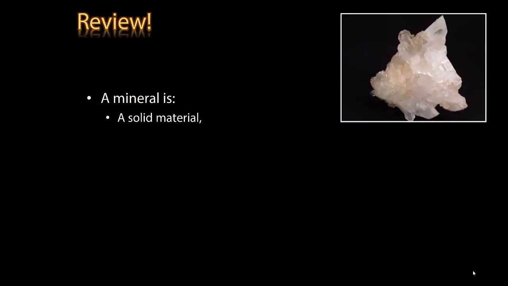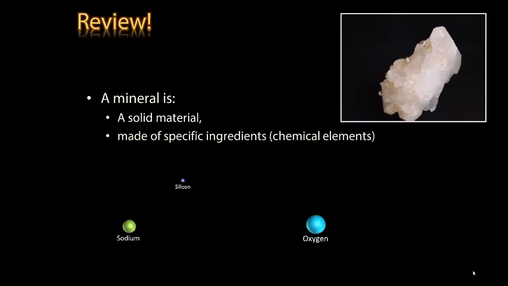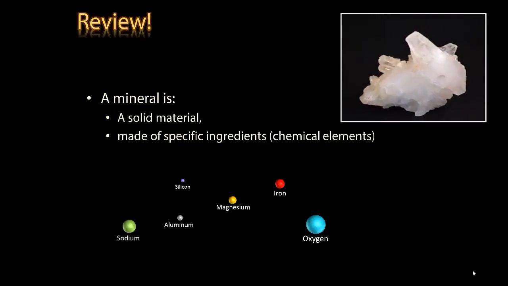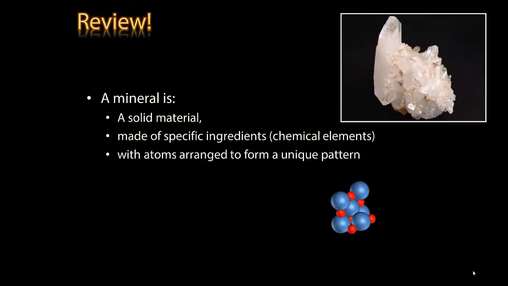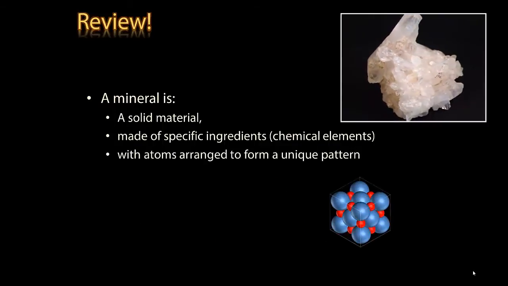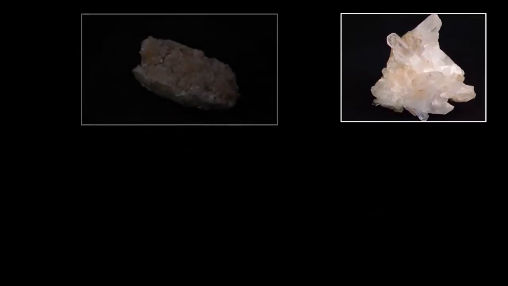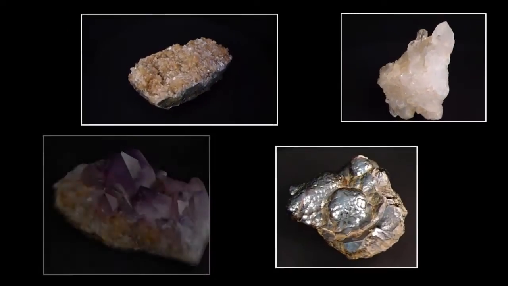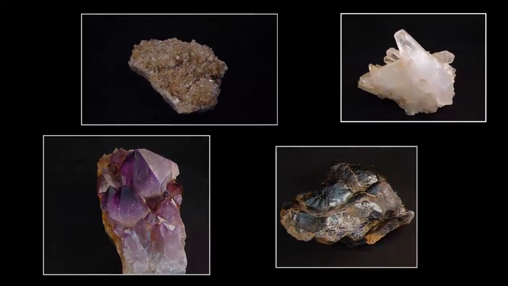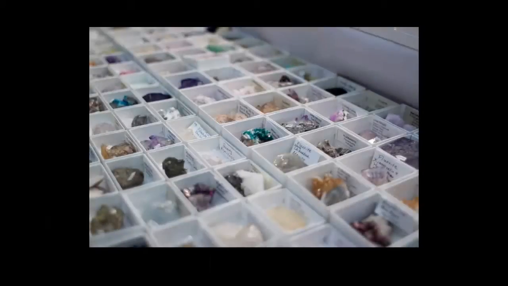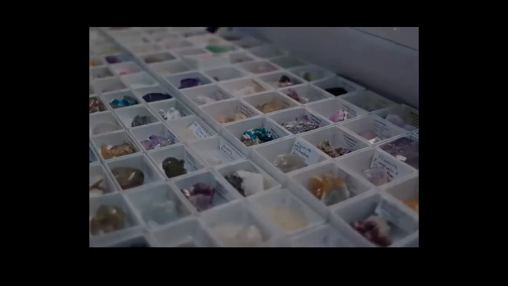Okay, let's review what we've learned so far. A mineral is a solid material that is made with a specific set of ingredients, which we call chemical elements. And the pieces, those really tiny things called atoms, are all arranged to form unique patterns. It's those different recipes of elements and the patterns they form that make each type of mineral unique from all the others. So far, scientists have recognized nearly 5,000 different named minerals.